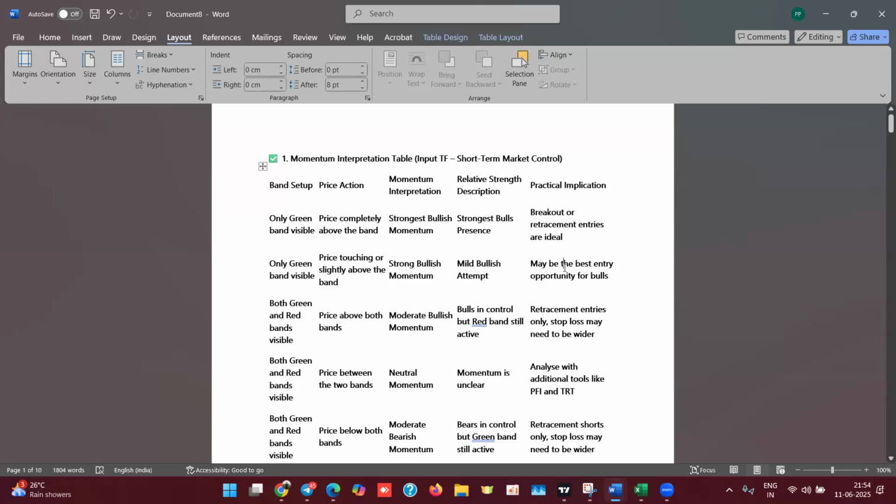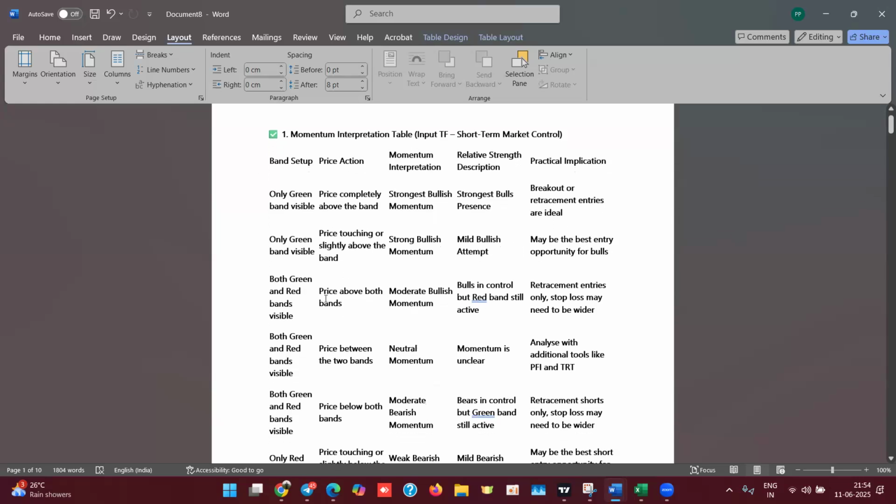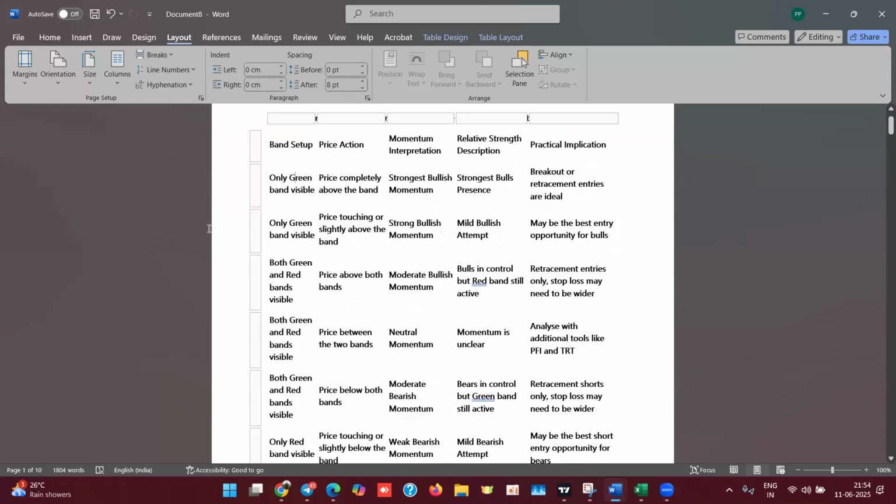But this may be the best entry opportunity for bulls, because when the price is completely above the band, that means it has already flown up. It has already gone up significantly, and it may be a time to book profits. But if it is just crossing above it, that can be the best opportunity. So I have written all my thought process first, and then I converted this to interpretations.